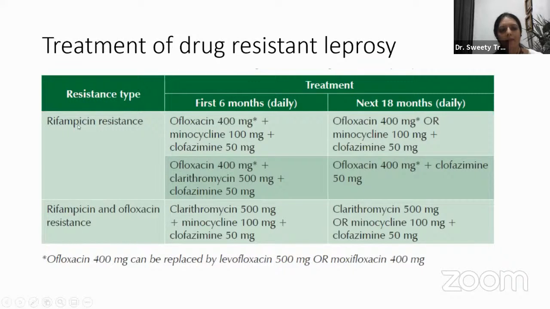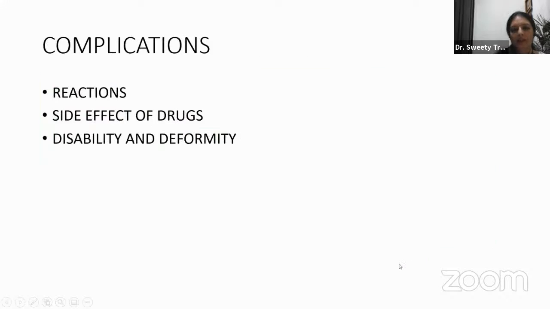If they have only rifampicin resistance, you have three drugs, ofloxacin and minocycline plus clofazimine. You have to give these for the first 6 months, or you can give ofloxacin and clarithromycin. Of ofloxacin, minocycline and clarithromycin, 2 drugs have to be given along with clofazimine, and for the next 18 months only one of the second line regimen along with clofazimine. If they have both rifampicin and ofloxacin resistance, then we have to give both clarithromycin and minocycline and clofazimine for 6 months. Again, between clarithromycin and minocycline, you can choose one along with clofazimine. Clofazimine is quite an expensive drug.